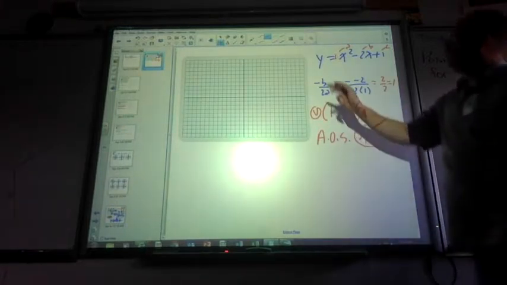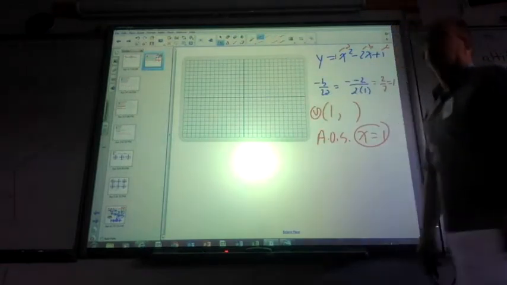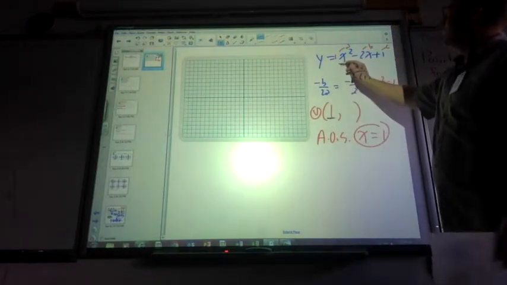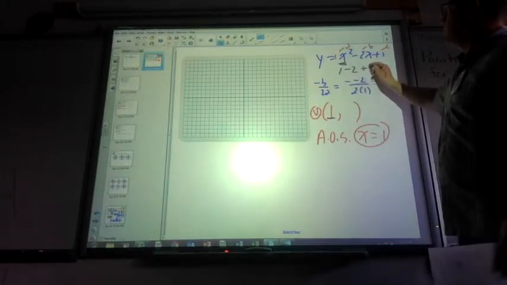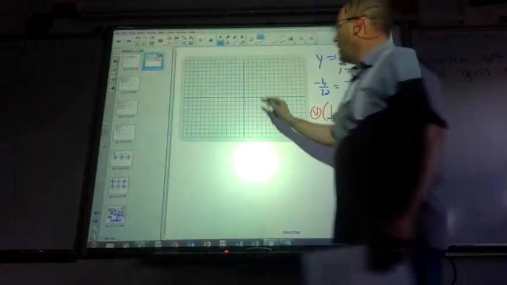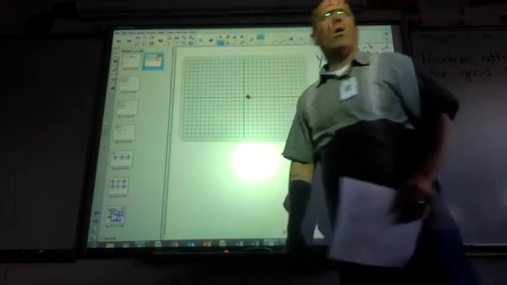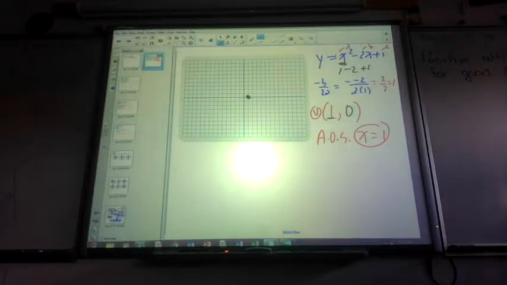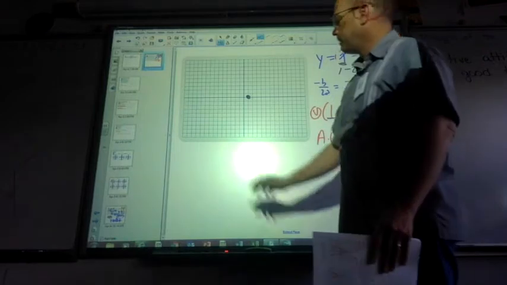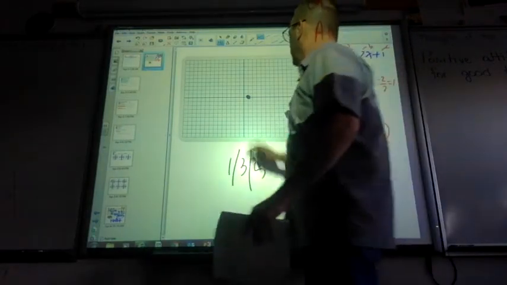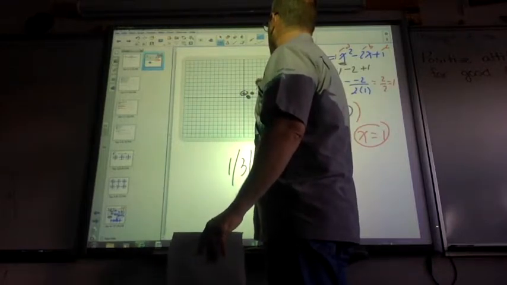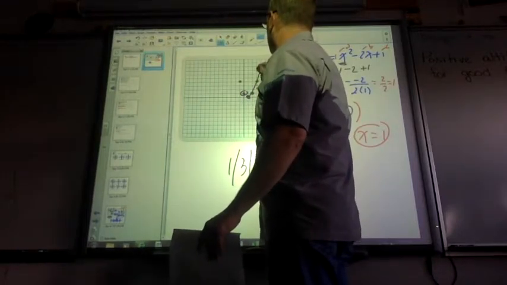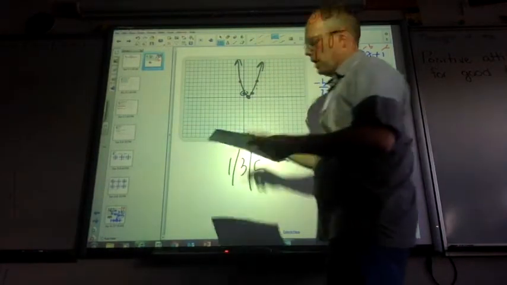What do I do with that 1 in order to get the y component of my vertex? Plug it in. All right, 1 squared, 1. Negative 2 times 1, negative 2, plus 1. That gives me 0. So 1 comma 0. Oh, it's a root as well. Root dogs. Can I graph using 1, 3, 5? Yep. So right one, up 1, left one, up 1. Hey, look what I found. Right one, up 3, left one, up 3. There's my parabola.